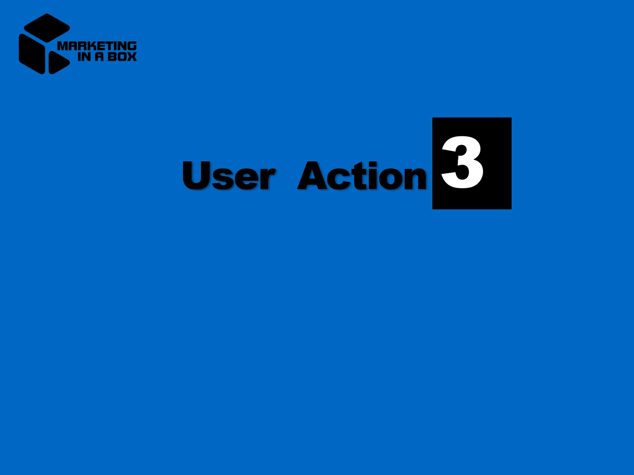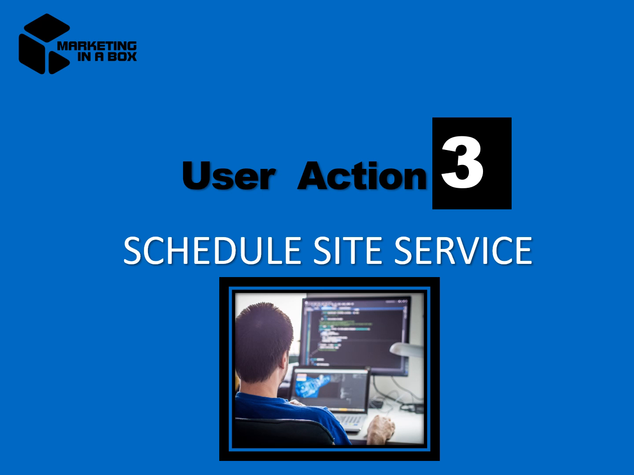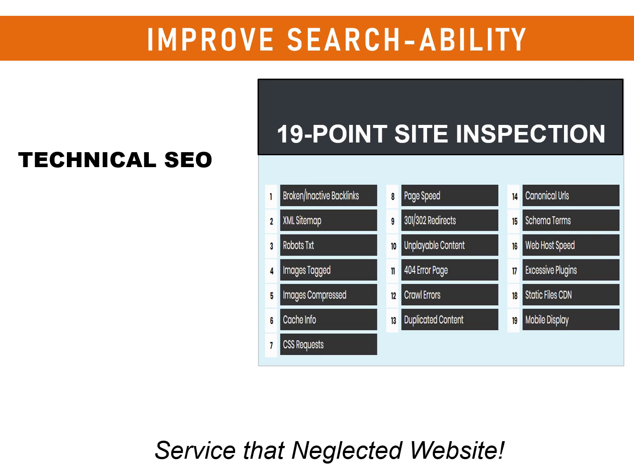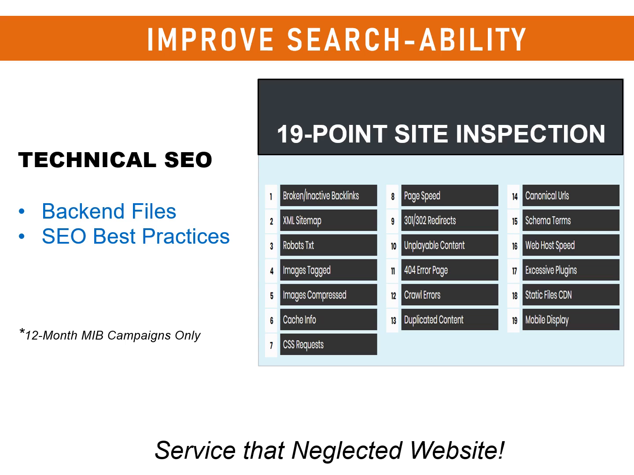The third user action on the platform is to schedule site service. Improve your website searchability with technical SEO. There's a 19-point site inspection of backend files to adhere to SEO best practices. It's available on 12-month Marketing in a Box campaigns only.